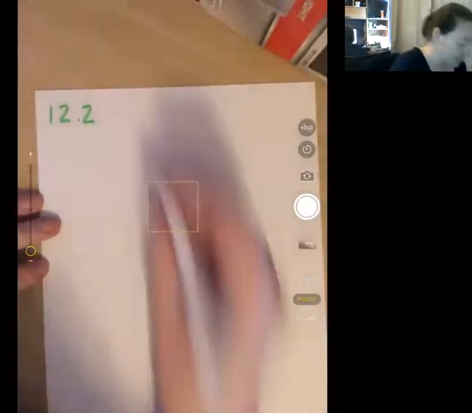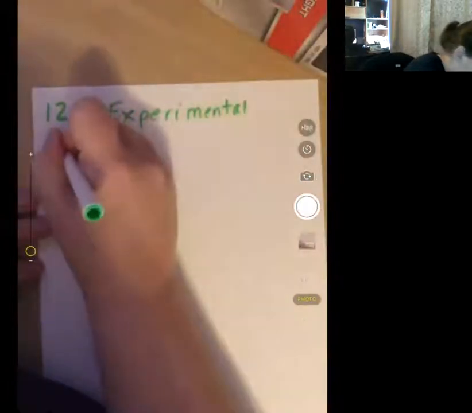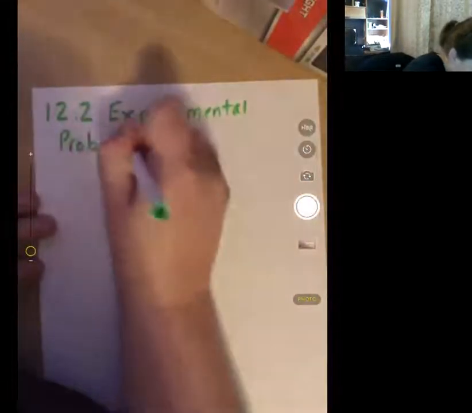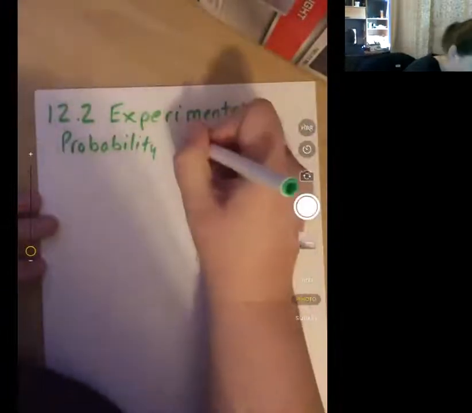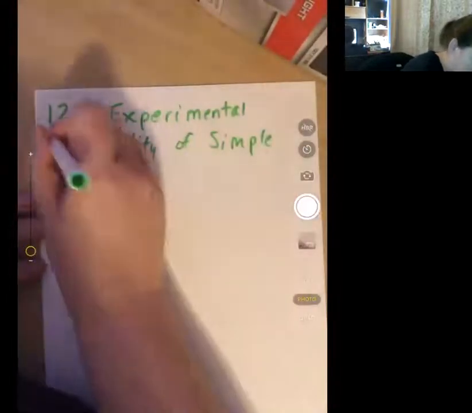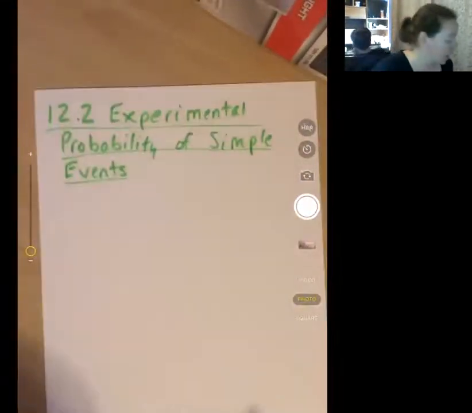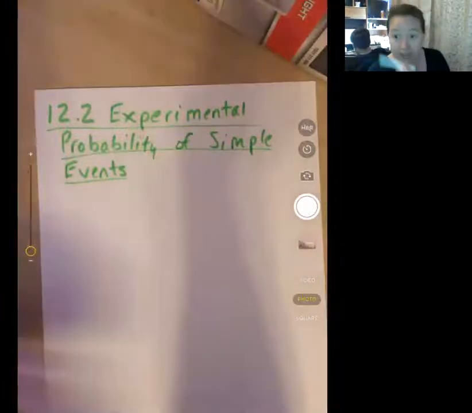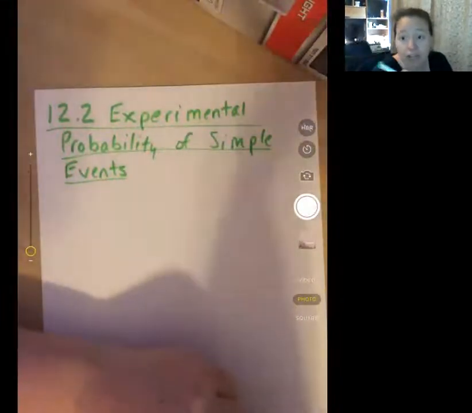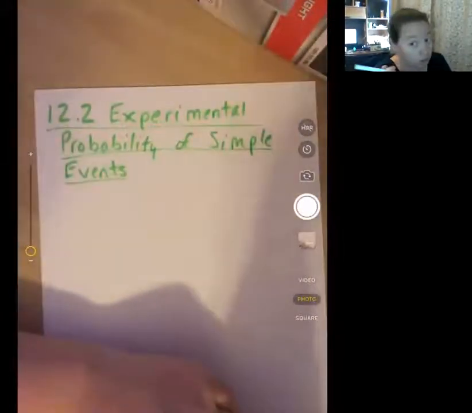The name of it is Experimental Probability of Simple Events. All right, so that is our title for our page, Experimental Probability of Simple Events. If at any time you want to stop so that you can write something down because I'm talking too fast or I'm writing too fast or I'm going on too fast, you can always pause the video.